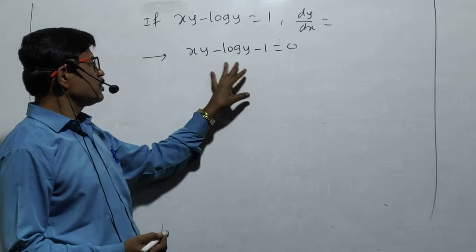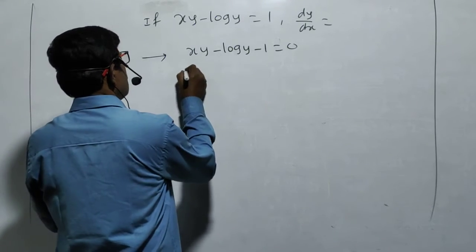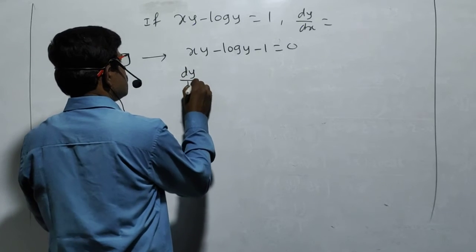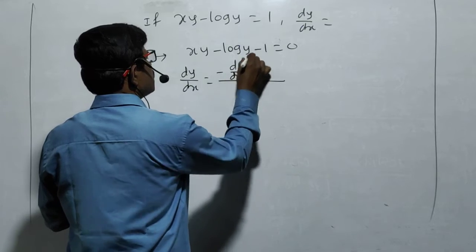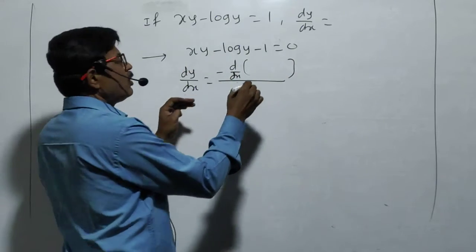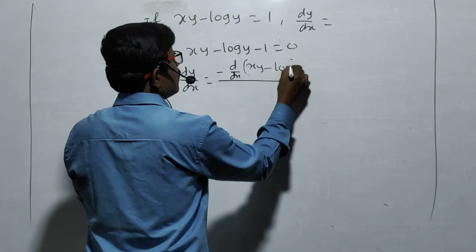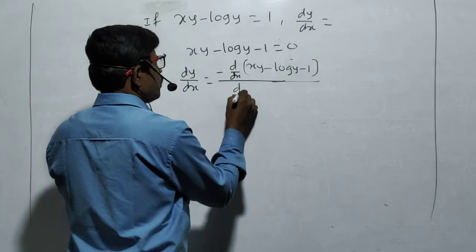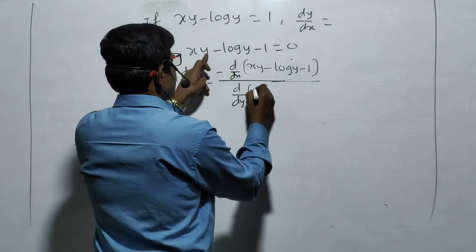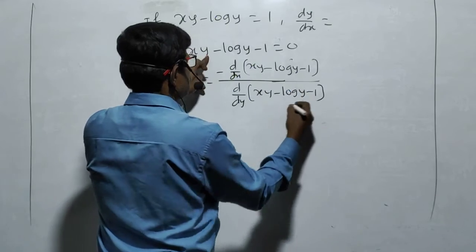Take all the terms to the left side and then use this formula: dy/dx equal to minus d/dx of (xy minus log y minus 1) upon d/dy of (xy minus log y minus 1).